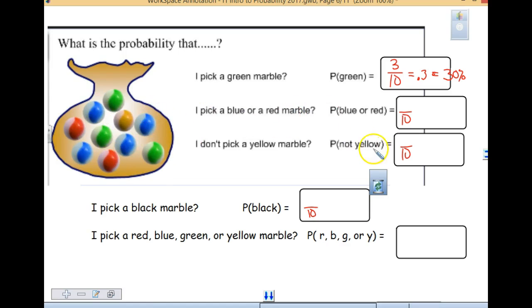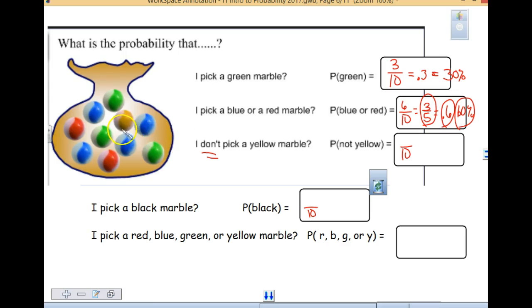If I'm looking at blue or red, that means it could be blue, which we have the 4, or it could be red. So I'm looking at 6 out of 10. I want to simplify it to 3/5. That is 0.6. That is 60% when I look at my percentages. So I want to have all 3 answers. Probability of picking that I don't pick yellow.